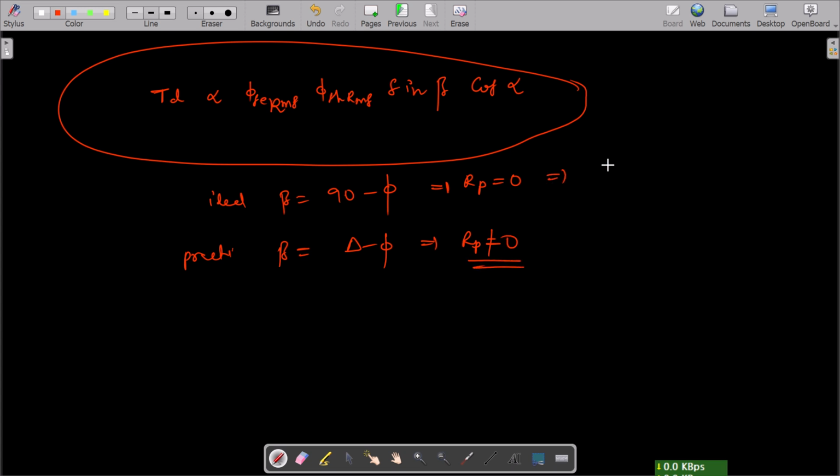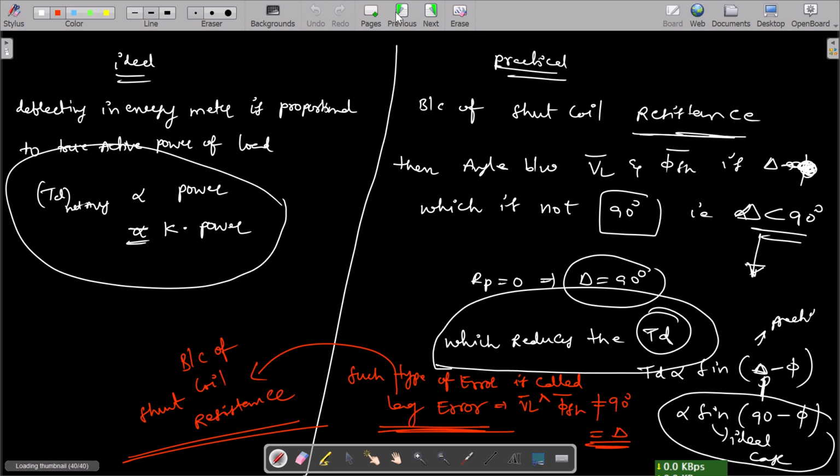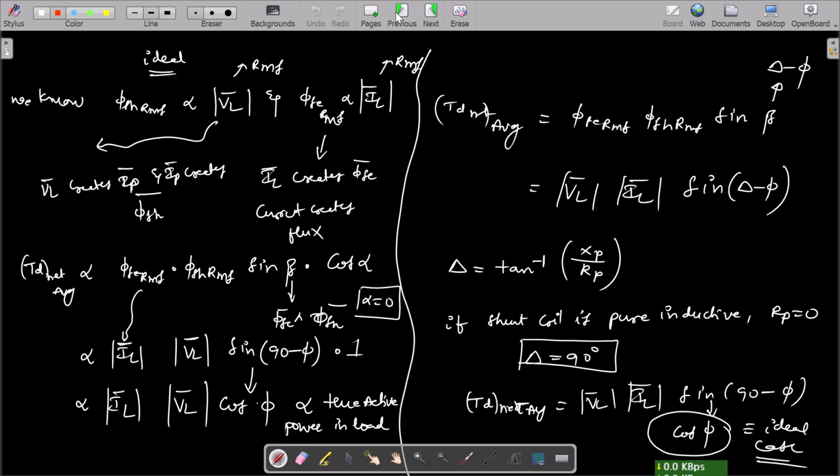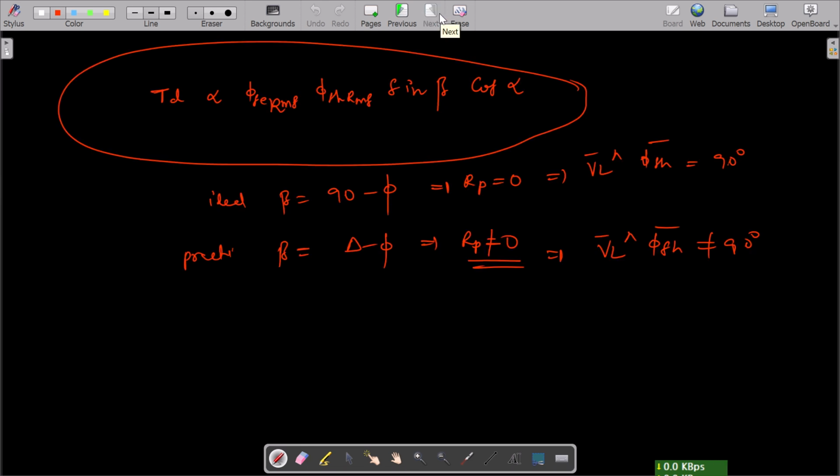Here the angle between VL and phi sh will be 90 degrees. Here the angle between VL and phi sh is not equal to 90 degrees. Okay, that is the thing we have to observe. Okay, that is the thing. This is the basic torque equation. Okay, deflecting torque equation only.